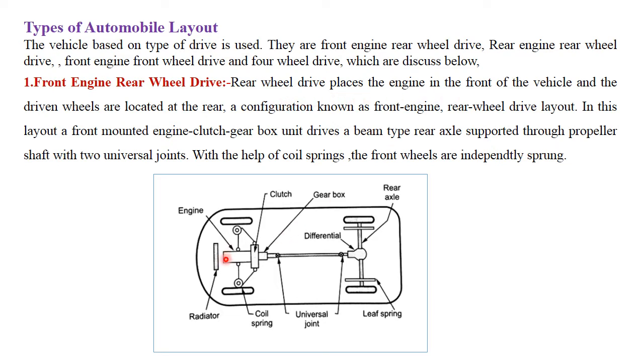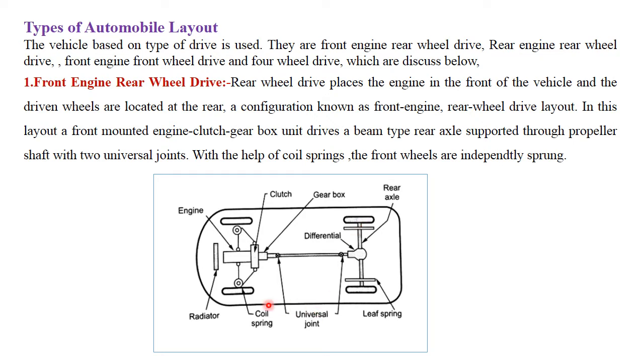In this layout, the engine is mounted at the front. Rear wheel drive places the engine in the front of the vehicle, and the drive from the engine is given to the rear axle and rear wheels through the clutch, gearbox, propeller shaft and differential. Here the front wheels are separately supported by coil springs, whereas at the rear side, generally leaf springs support the rear axle.